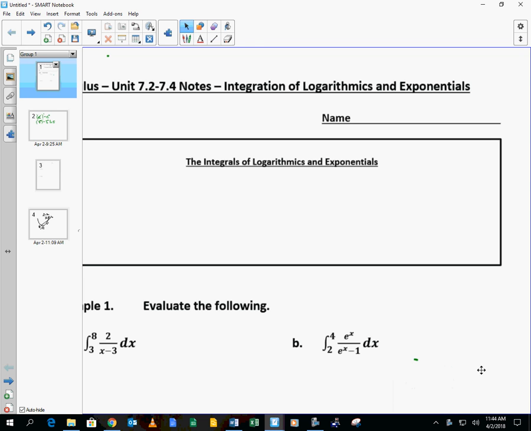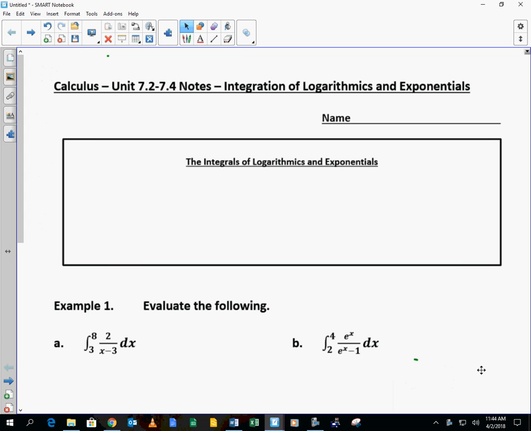All right, here we go. We're going to talk about integration of logarithmic and exponentials. It's no big deal. You guys already know how to do it. We know the integral of e to the x dx is e to the x plus c.